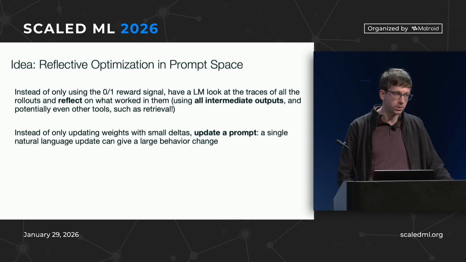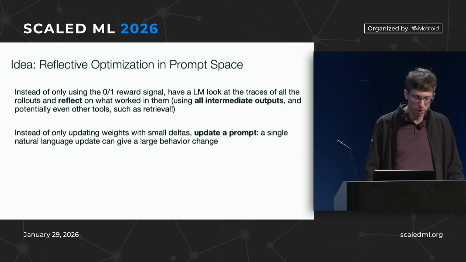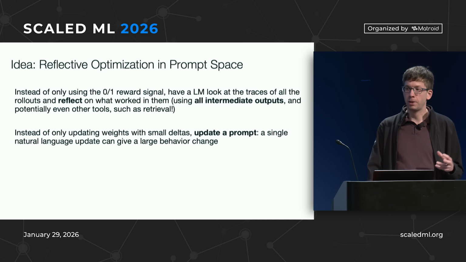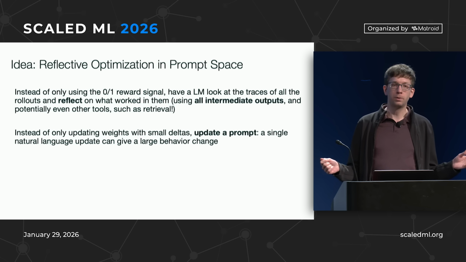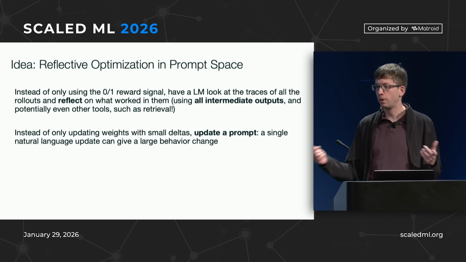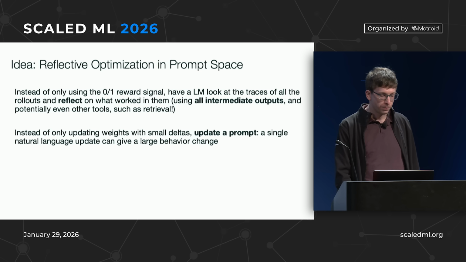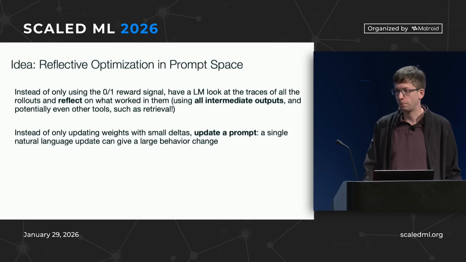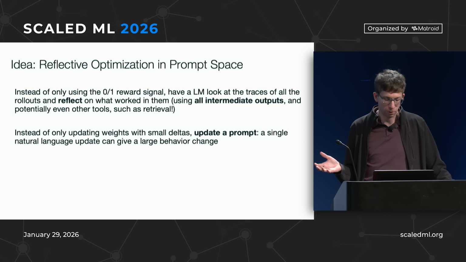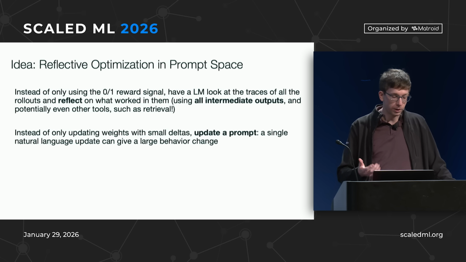Okay, so what can we do? The idea we've been exploring, starting with the DSPy open source project and now with GEPA, is what we call reflective optimization in prompt space. There are two things going on here. First, instead of just using that 0-1 reward signal, we ask a language model to look at the actual trajectories, read them, see what you did in that rollout. Did you get an error message? Did you get the wrong answer? And sort of reflect on it. So it's a much smarter update rule, maybe, than a simple subtraction and adding something for a gradient. And then it also gets to look at all of them.